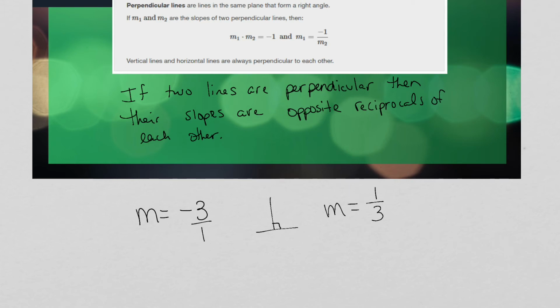You don't care about your y-intercepts on this one. What you care about are the slopes, and they have to be opposite reciprocals. So one will be positive, one will be negative, and then reciprocals. Now, there is a special case that happens whenever we deal with vertical and horizontal lines. We'll talk about that in a second. But for now, if your slope is just a number, then the slope of the line that is perpendicular is the opposite reciprocal.